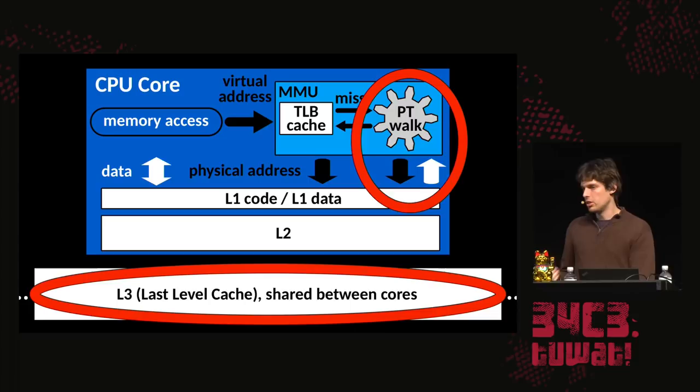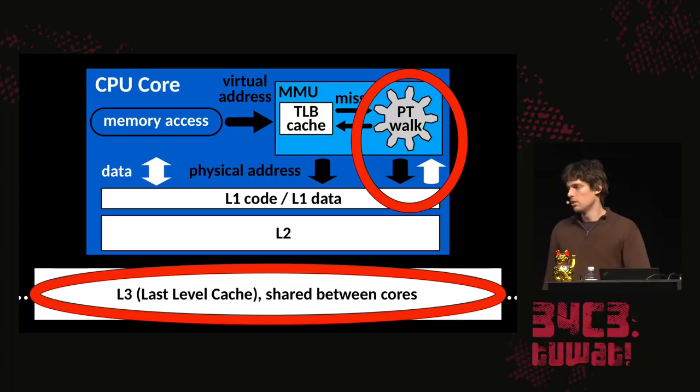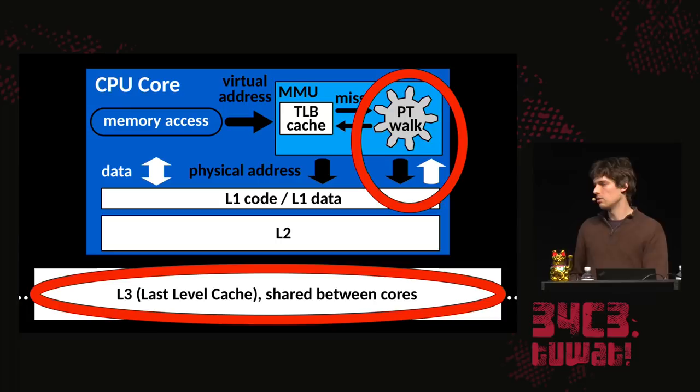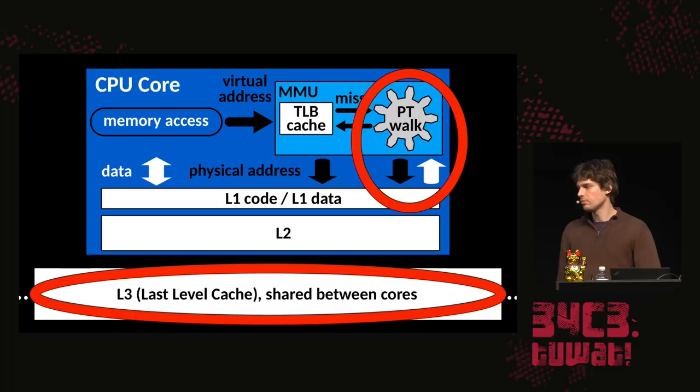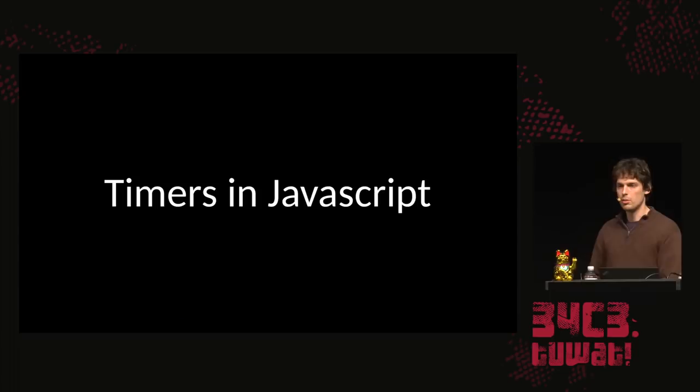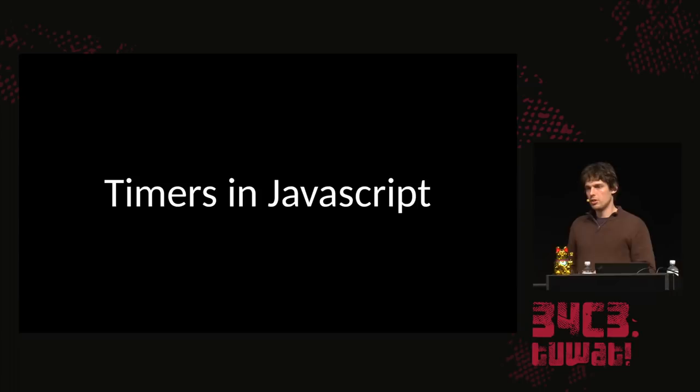The page table walk is what we are going to try to attack, and we'll measure the effect that the page table walk will have on the L3 cache, the last and biggest cache in the CPU, to find out what's happening during the page table walk. So we're talking about doing a timing attack from JavaScript to measure whether memory gets accessed, which means that we need a pretty good timer to be able to do this.